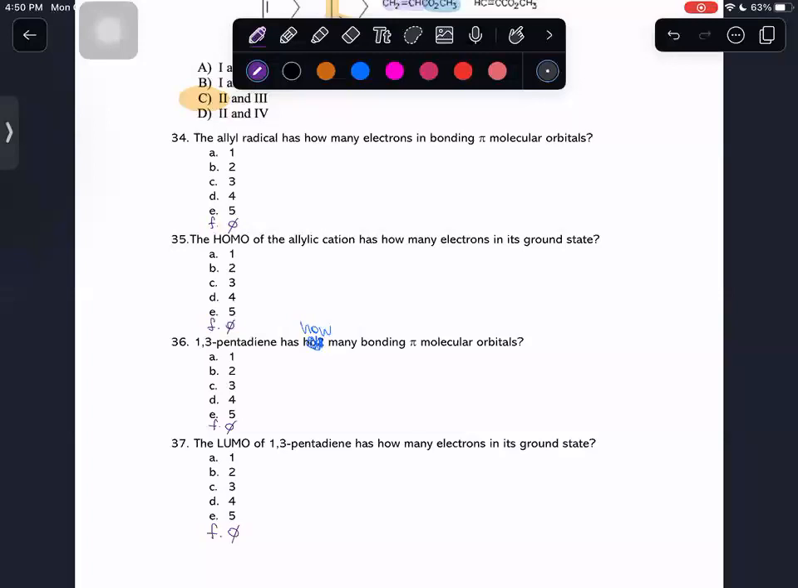Okay, can I get a volunteer to draw out the energy diagrams for question 34? Volunteer, come on. Anyone? Okay. No volunteers.